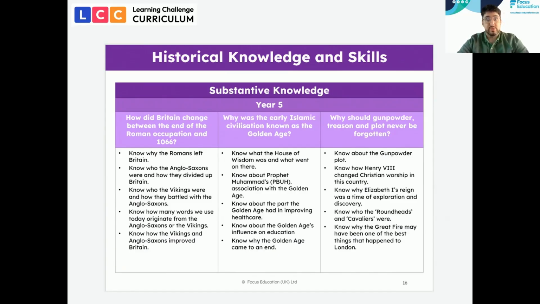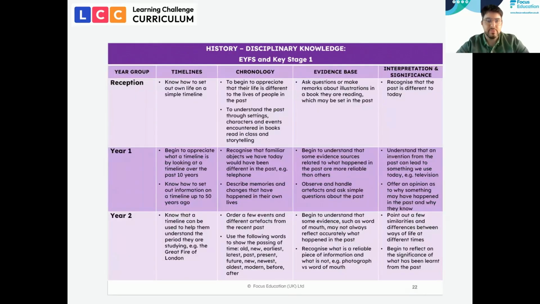There will be other learning that takes place, of course. There will be other elements of those units that the children will go away and research themselves or learn about through your teaching. But by the end of the unit, what we want to make sure they're really clear on is those key pieces of knowledge from a substantive point of view.